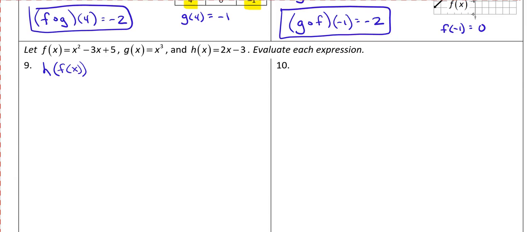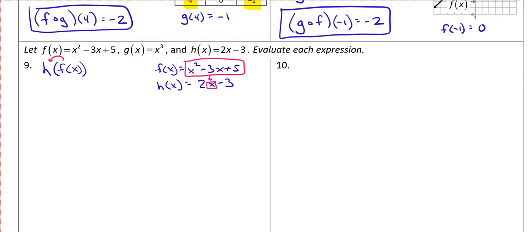So what this means is we have two functions we need to know. The f function right here is x squared minus 3x plus 5. And we have the h function, which is 2x minus 3. Here's what we're going to do. We are plugging f into h. So we're going to take the f function right here, and we are going to plug it wherever there is an x. We're going to replace the x with x squared minus 3x plus 5.